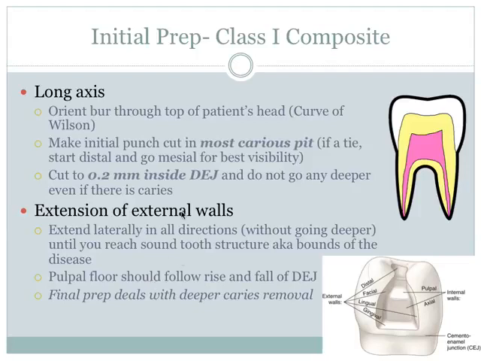So after you make this initial punch cut, you extend laterally in all directions without going deeper. We can talk more about that part later, but for this step of our initial prep, you want to extend laterally until you reach sound tooth structure, aka the bounds of the disease. The pulpal floor will generally follow the rise and fall of the DEJ area, and the final prep deals with deeper caries removal. So basically, the idea here is to expand your window so you can see what you're doing before you go deeper towards the pulp.